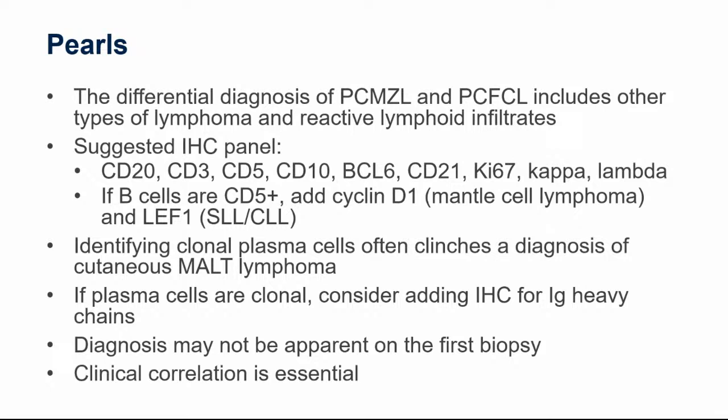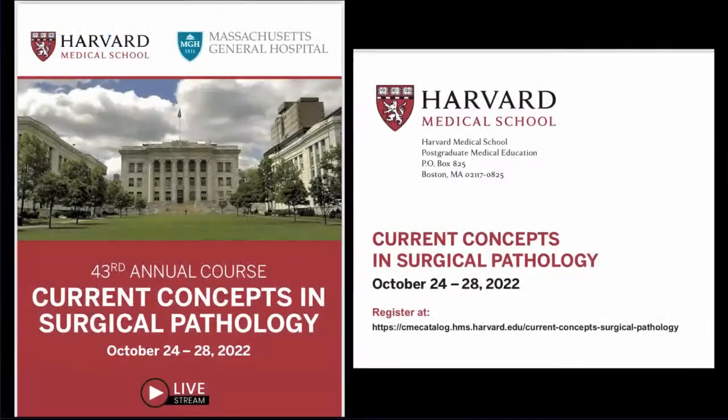Identifying clonal plasma cells often clinches a diagnosis of cutaneous MALT lymphoma. If the plasma cells are clonal, consider adding immunohistochemistry for immunoglobulin heavy chain genes. And importantly, the diagnosis may not be apparent on the first biopsy. The lesions don't always declare themselves right away, and clinical correlation is essential. We have a very helpful multidisciplinary conference once a month where we discuss difficult cutaneous lymphoid infiltrates, and I think that's a very helpful thing. So that's all I have to say about the differential diagnosis of cutaneous B-cell lymphomas.